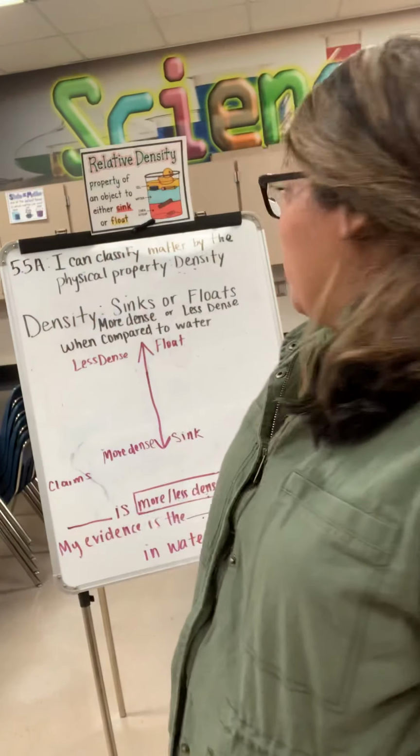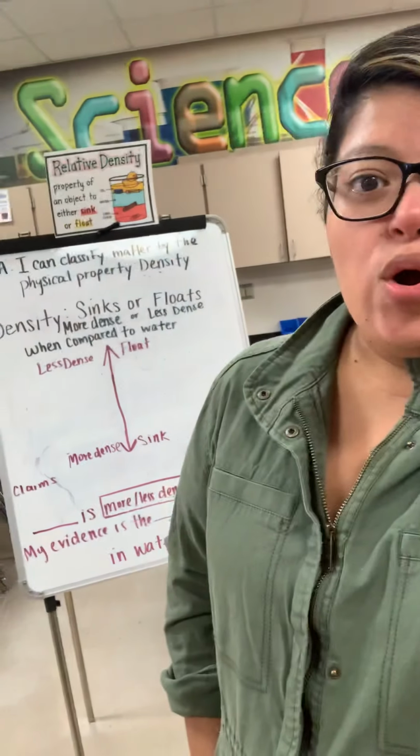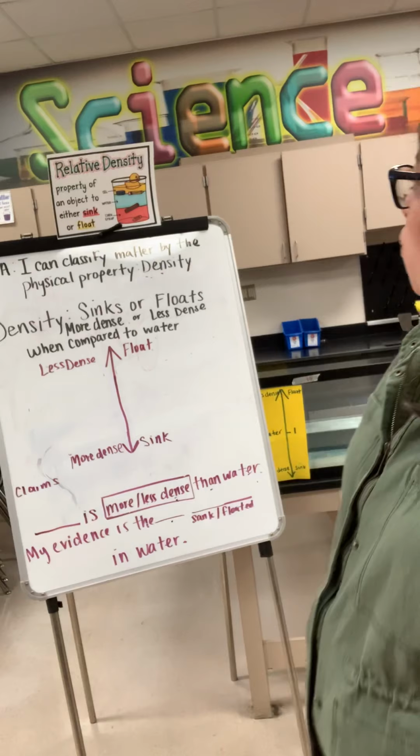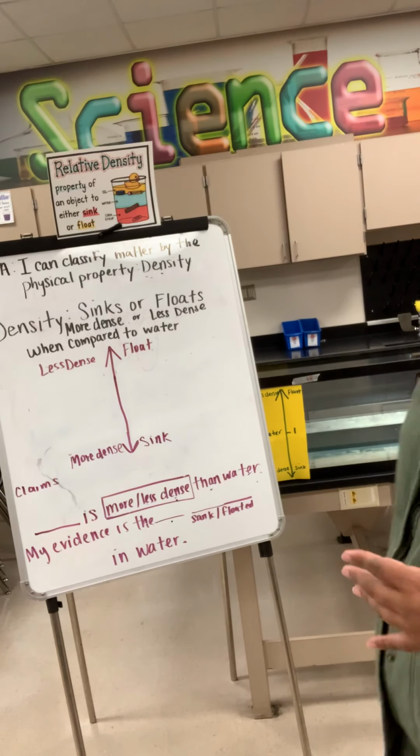Hey everybody, so today we're going to be classifying matter by the physical property of density. So we're actually going to talk about whether an object is able to either sink or float.